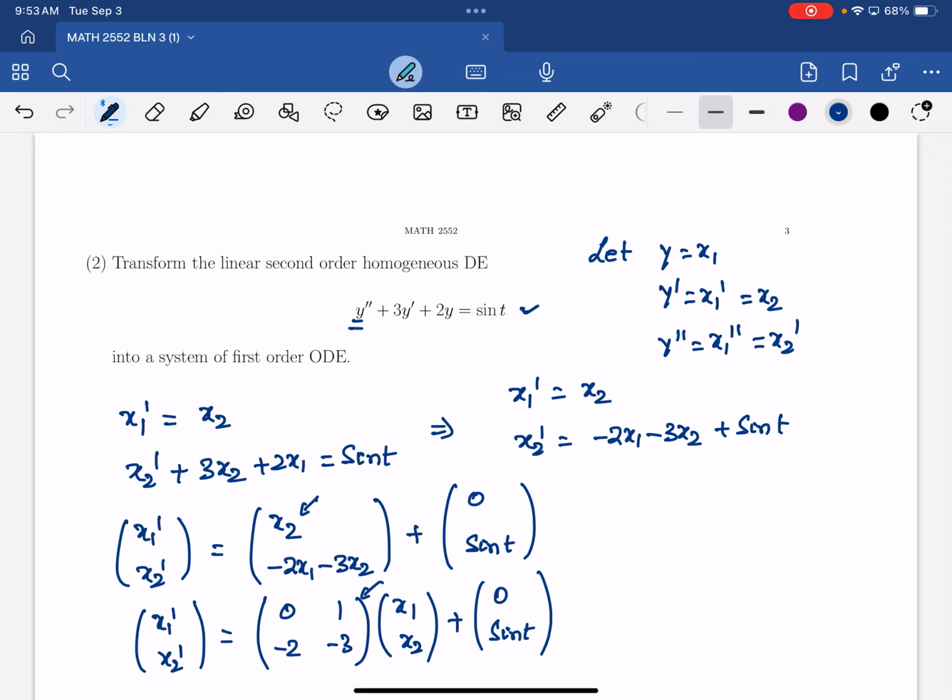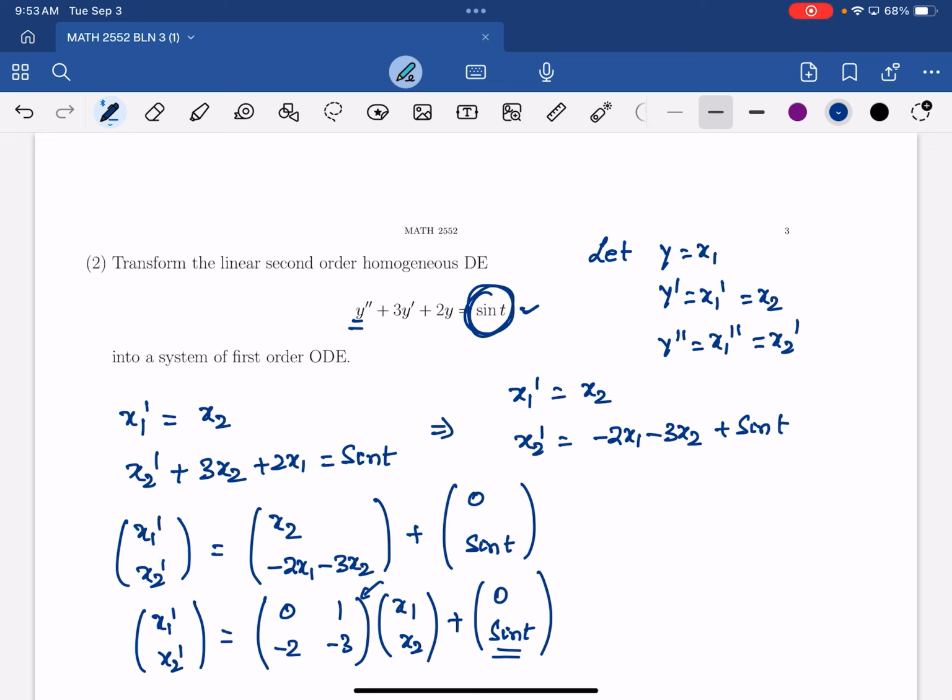Okay, thank you. Okay? Are we all together on this? Now, the other point that I want to tell you is the non-homogeneous term, sine t, always appears at the bottom. So if it is a third order differential equation, then the non-homogeneous term sine t would appear at the third row in the first column, so 3 by 1 position.